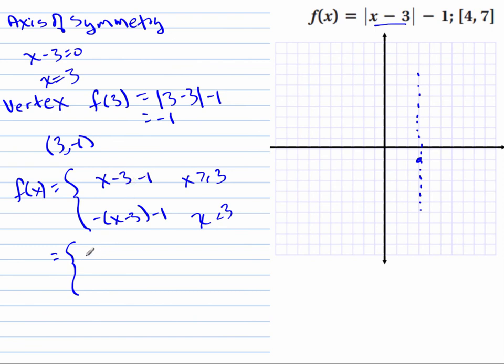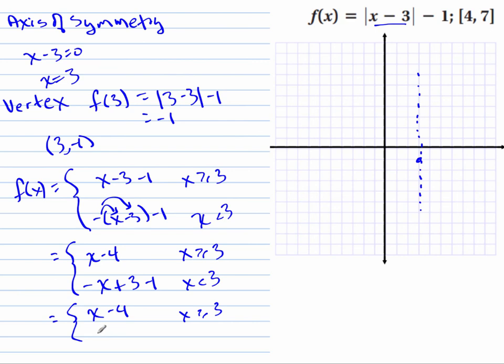x minus 3 minus 1, so this becomes x minus 4 for x greater than or equal to 3. And this, I'm going to distribute this negative sign, is negative x, and then negative 3, so this is plus 3 minus 1 for x less than 3. So I'm going to rewrite it again. The equation of the lines are x minus 4 for x greater than or equal to 3, and minus x plus 2 for x less than 3.